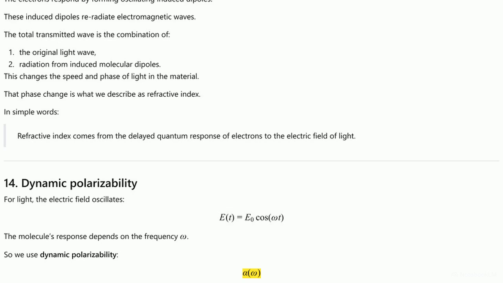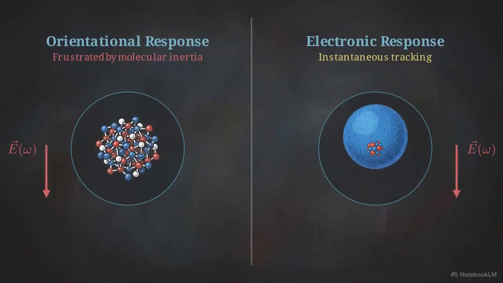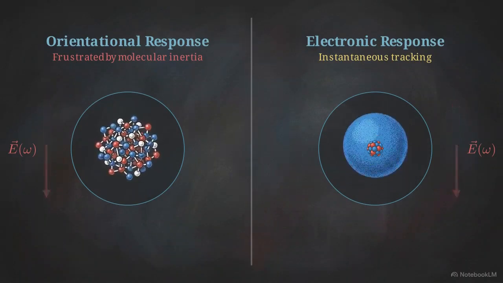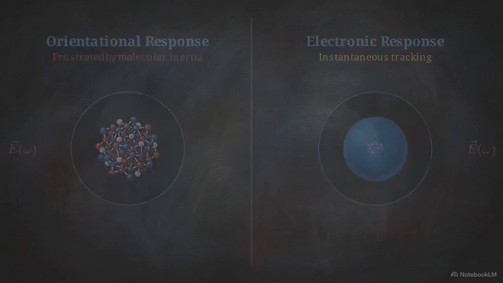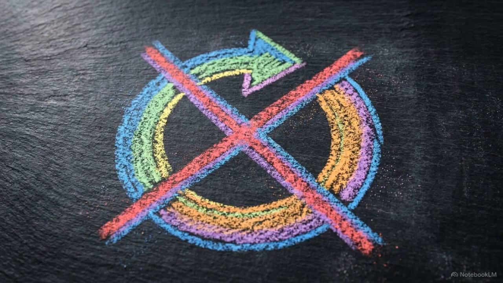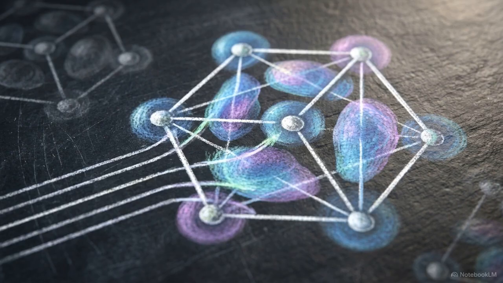At optical frequencies, a physical limitation emerges. Massive molecules simply cannot physically rotate fast enough to track the rapid changes of the driving field. Because physical rotation fails entirely, the orientational polarization drops to zero. In this optical regime, the entire material response relies solely on the near-instantaneous electronic polarization of the outer shell.